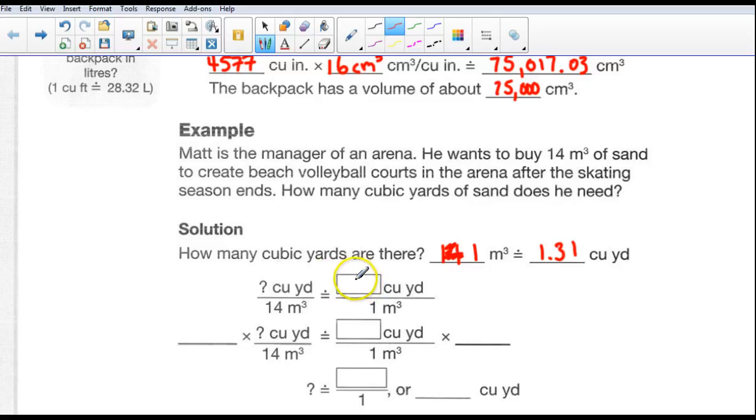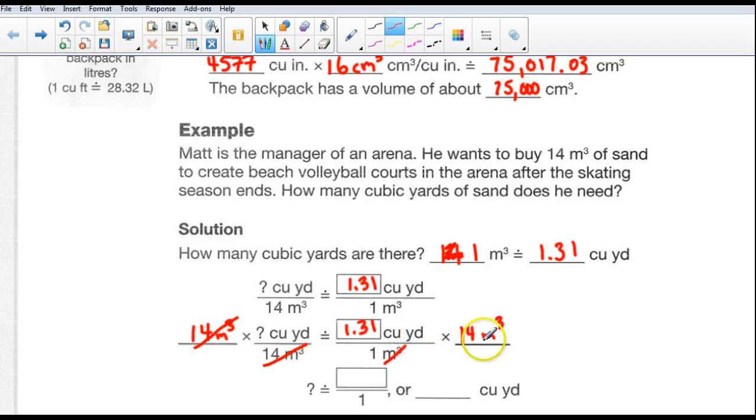Well, that's the same as 1.31 cubic yards is to 1 cubic meter. Now we've got 14, so we'll put 14 cubic meters here. And what we do to one side, we have to do to the other side so we don't change the equation. 14 cubic meters, and the conversion ratio just follows down. It's still 1.31. Okay, so what happens is this cubic meters cancels out because anything on the top that's the same on the bottom cancels out. And we're left with our question mark, or x cubic yards, is equal to 1.31 cubic yards times 14 cubic meters divided by 1 cubic meter.